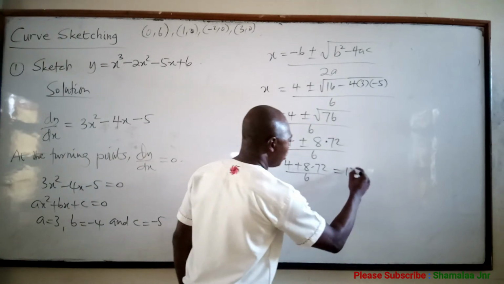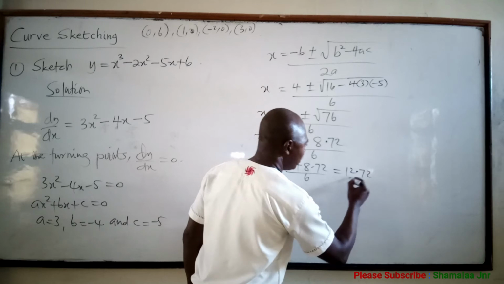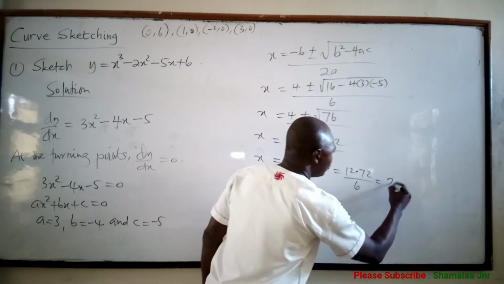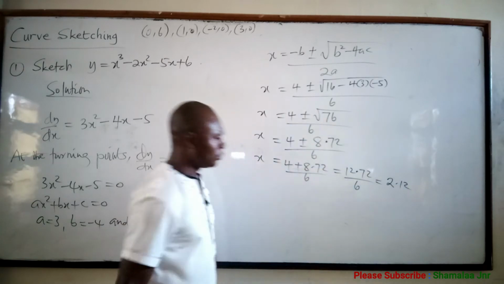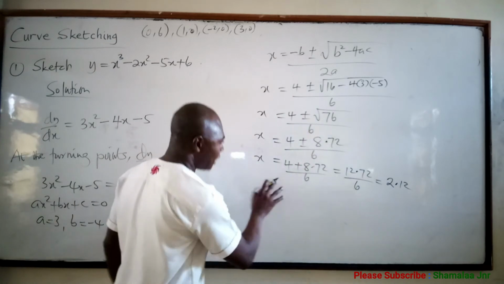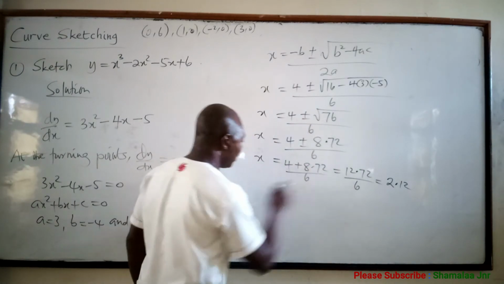This is equal to 12.72 divided by 6, and this is the same as 2.12. Yes, this is 2.12. That's the x. The positive has given us one answer.